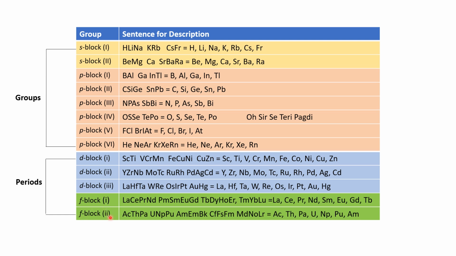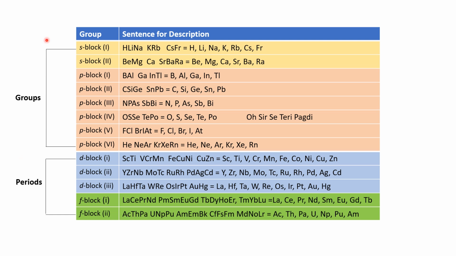And now the last period of the F block elements, which comes after this actinium, is also called actinoids, and that is Akthapa, Unappu, Amimbak, Saphaspam, Madnolar. Here also we can see the actinium, then thorium, then protactinium, uranium, neptunium, plutonium, like that. All this is the period of the actinoid group.